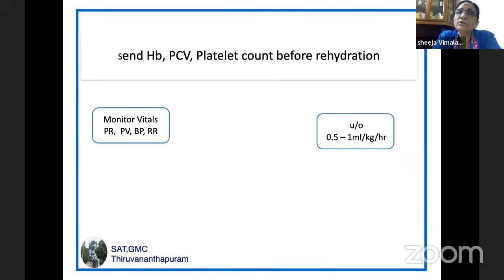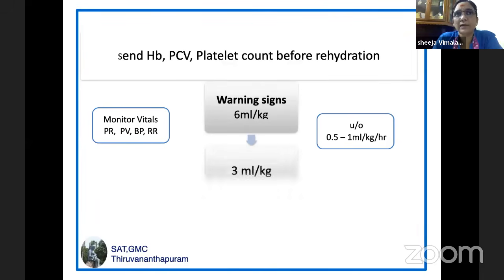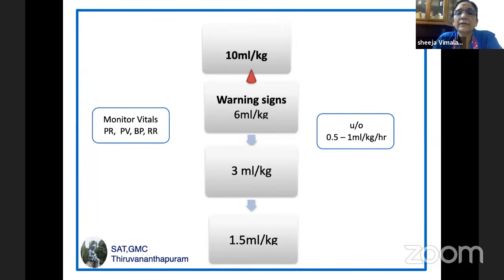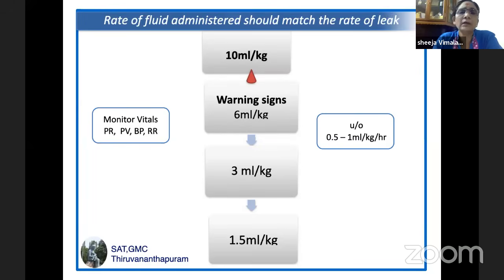So what do you do? You have to send the hemoglobin and PCV as well as platelet count before rehydration, and start at 6 ml per kg per hour. Progressively decrease the rate of the fluid provided the vitals are stable and you're having a urine output of 0.5 to 1 ml per kg per hour. If at 6 ml per kg the baby is not improving, increase the fluid to 10 ml per kg. Now, what are you trying to do here? You're trying to match the fluid administration with the rate of leak. So you just want to give enough fluid that produces a urine output of 1 ml per kg per hour.